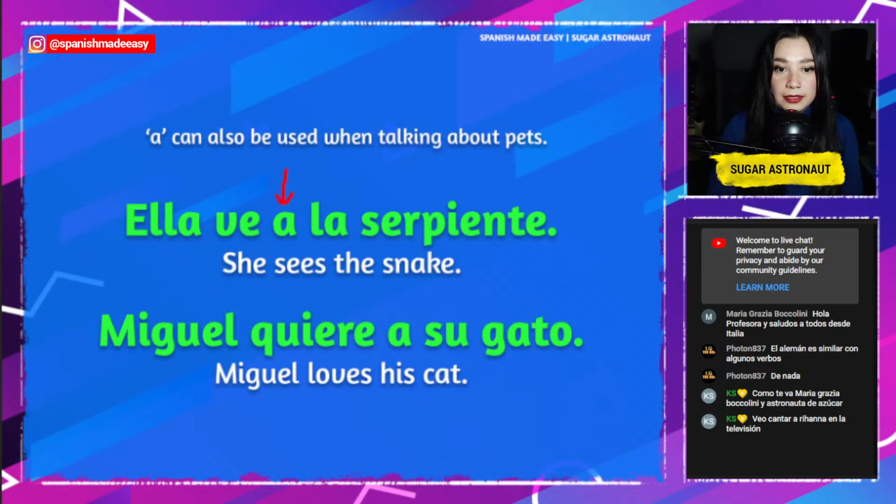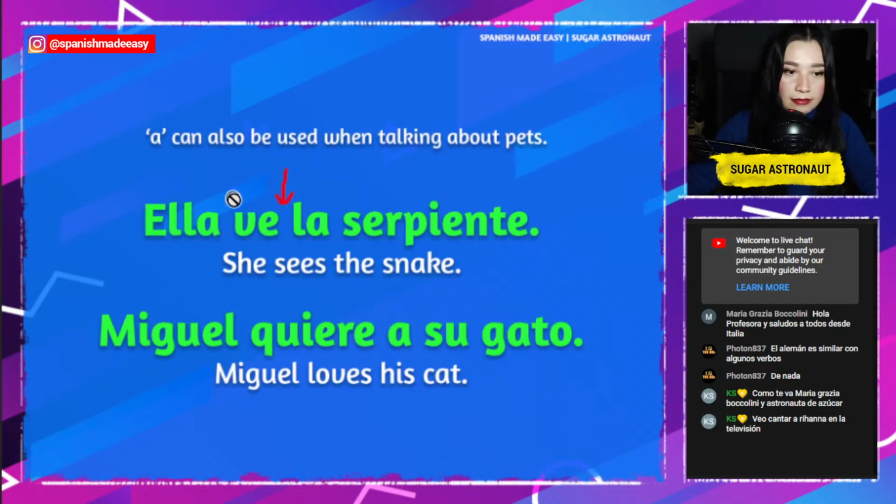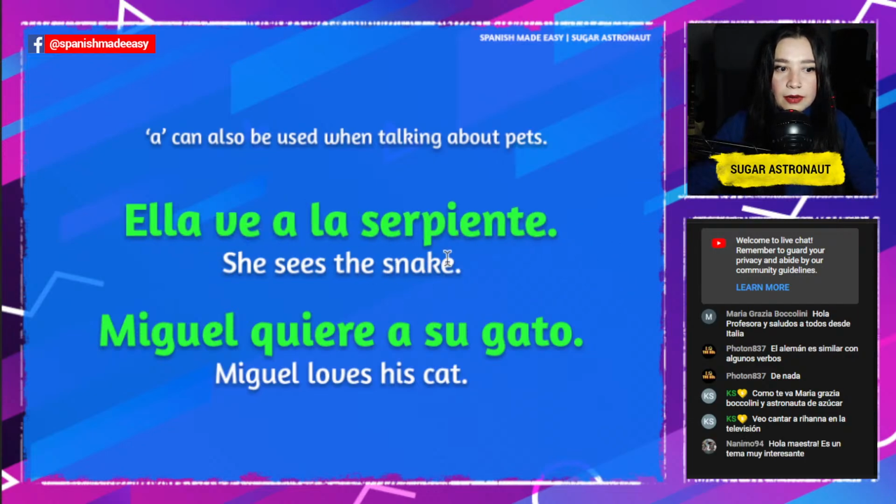So sometimes people use the personal a when talking about any animal. Ve a la serpiente. Some other teachers say don't use a. You can say, ella ve la serpiente. That also works. But there's nothing wrong if we say ella ve a la serpiente. Maybe the snake is doing something and she is watching what the snake is doing. So that is a bit more flexible.